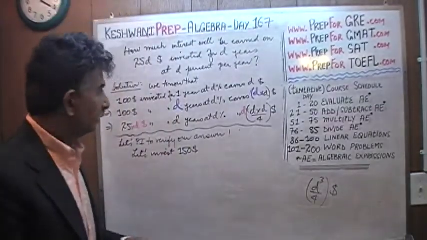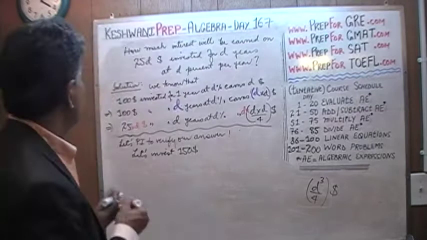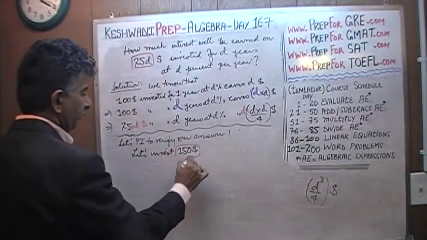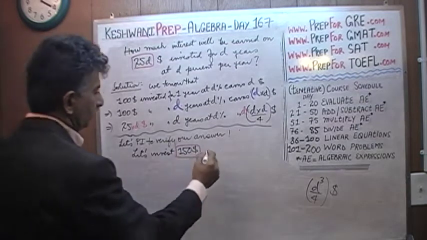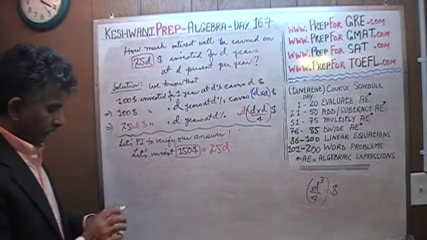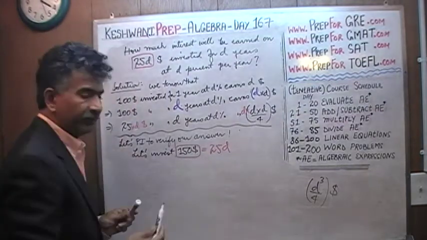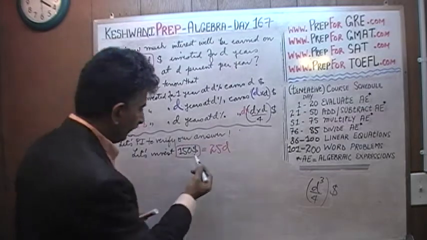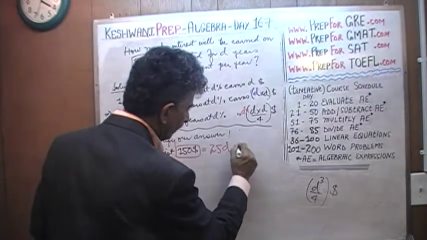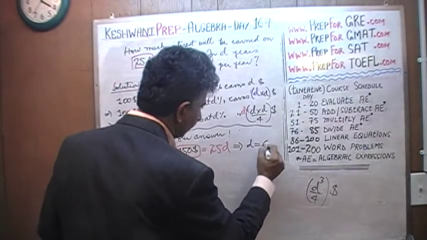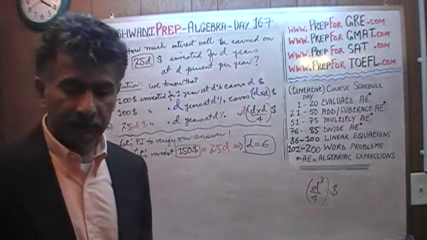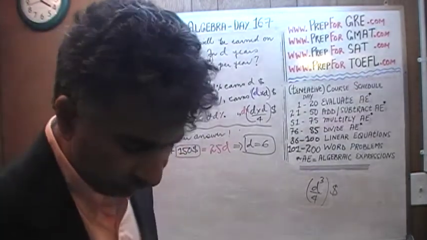Well, we were told that we are investing 25 times D. We are investing $150, so this must equal 25 times D. How many 25s make 150? The answer is 6. So if we are going to invest $150, that in turn implies that D equals 6. So what we are plugging in is 6 for D.